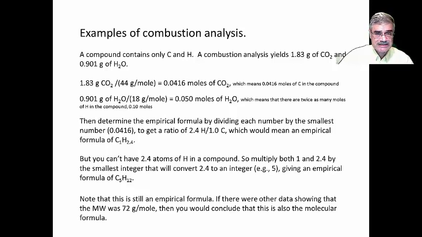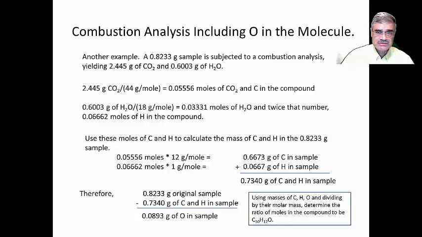Now let's go to a second example in which the compound contains oxygen. In this case, we have to know the initial weight, the initial mass of the sample which was subjected to a combustion analysis. So we're told in this example it's 0.8233 grams of the sample. We burn in the presence of oxygen, we yield 2.445 grams of carbon dioxide and 0.6003 grams of water.